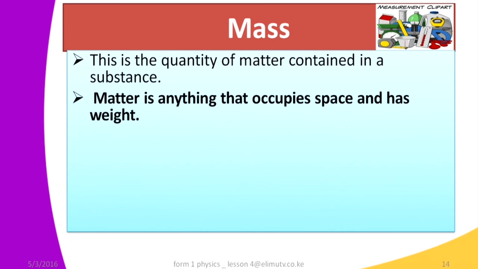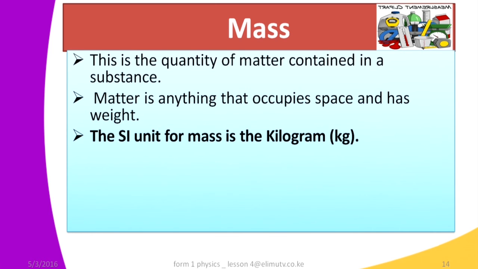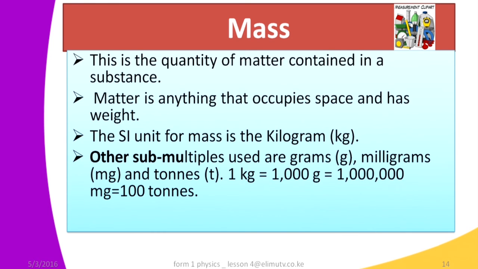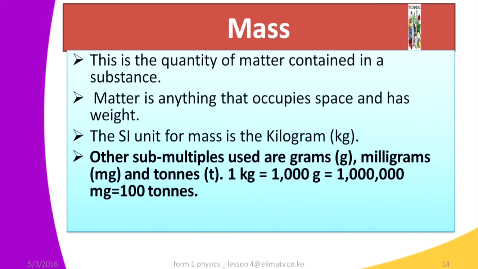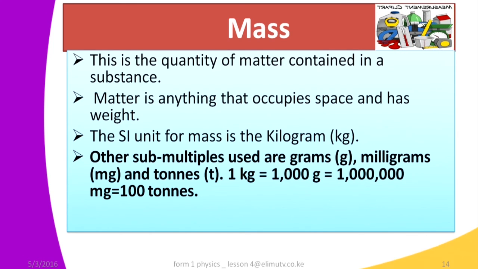So something else about mass that we have to note is that the SI unit of mass is the kilogram and the symbol is kg. We have already seen this. Other submultiples used are grams. We can measure mass in grams, milligrams, and tons. And we know 1 kilogram is equal to 1,000 grams. 1 kilogram is also equal to 1 million milligrams, and 1,000 kilograms make 1 ton. So this information again becomes very important when you're doing some computations.